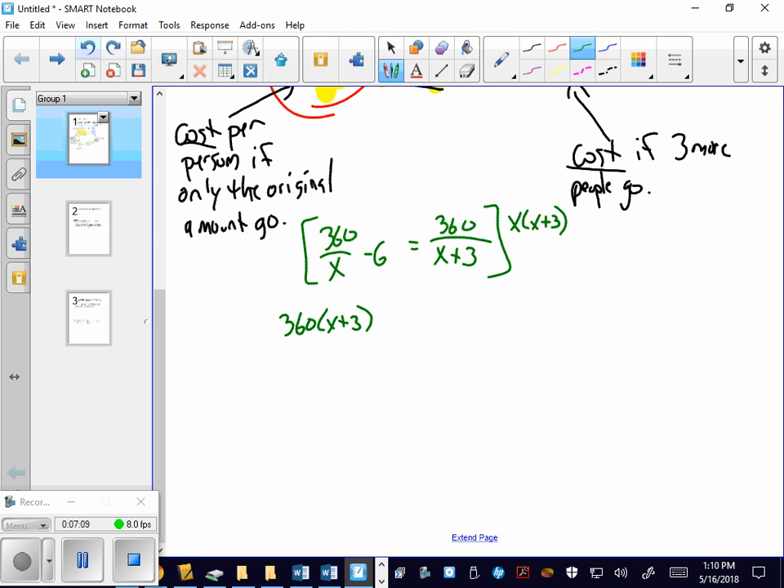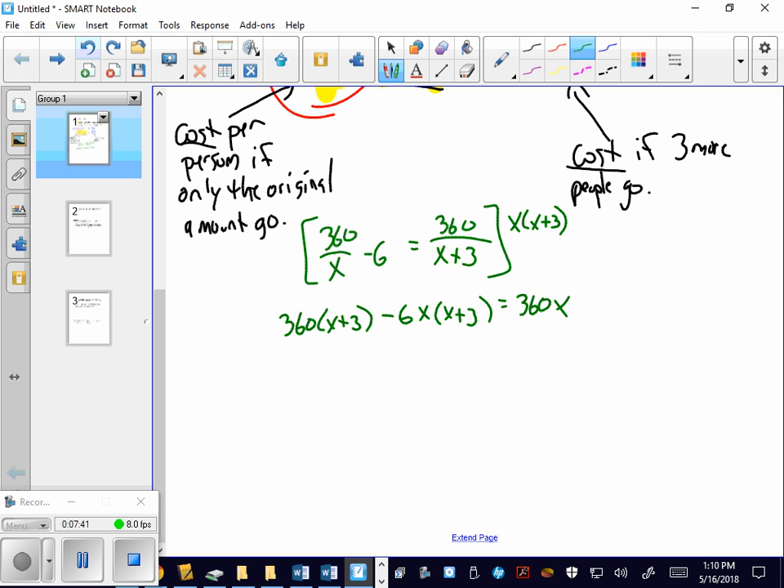When I multiply the x and the x plus 3 times the 6, it's not a fraction, so it just multiplies across. So it's negative 6 times x plus 3. And then the last one, if I multiply the x and the x plus 3 times the last fraction, the x plus 3's here are going to go away, leaving me with just 360 times x. So I get 360x.